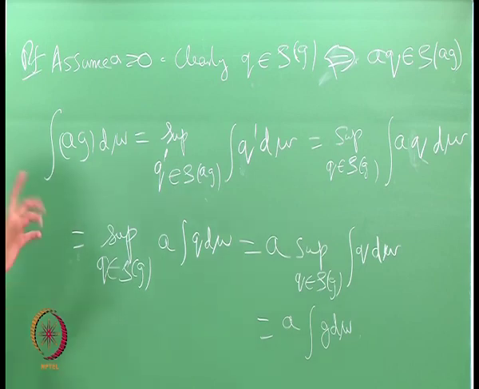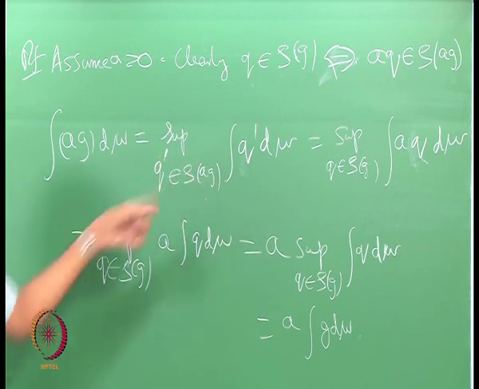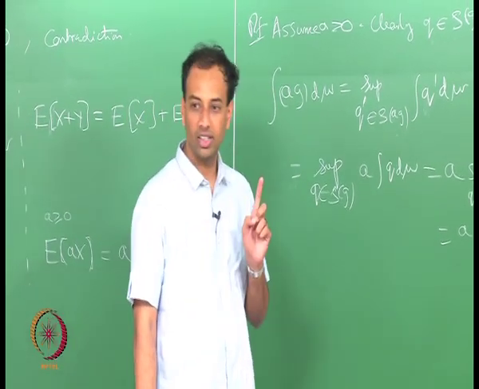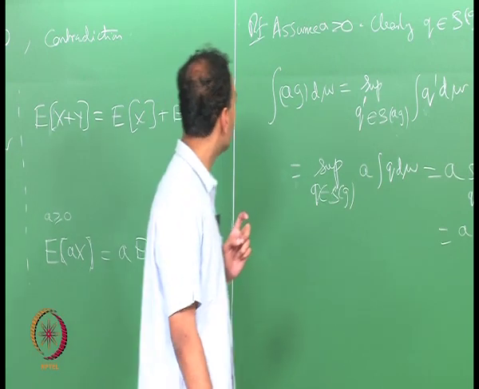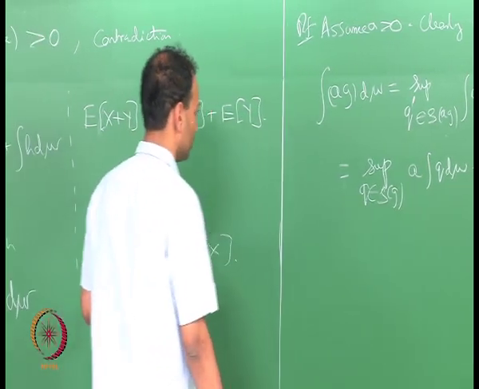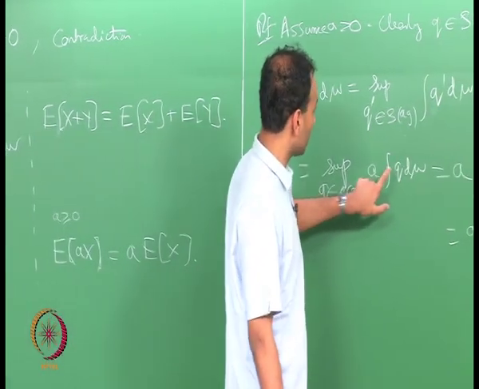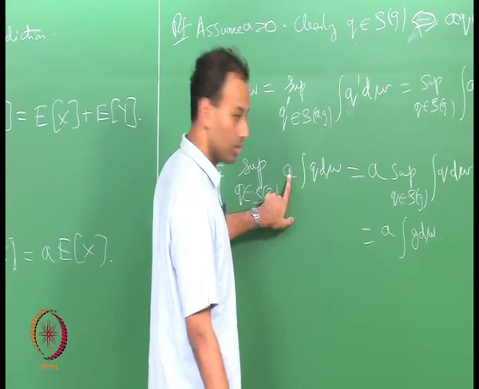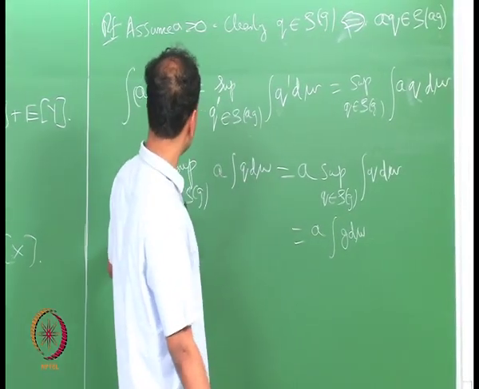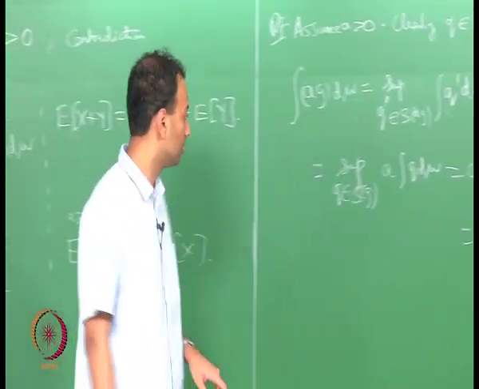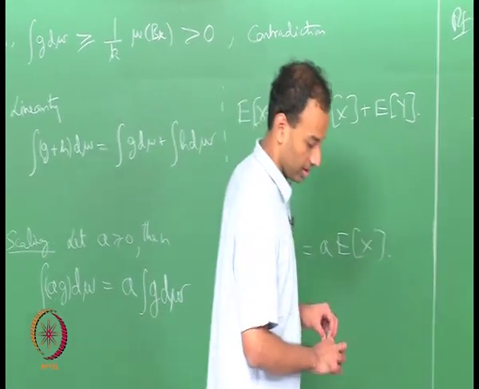I hope this is correct. Look over this argument very carefully. It looks like everything is obvious, but each step requires a little bit of thinking. You have to be careful in writing this down. This comes out because q is a simple function, and the a eventually gets out of here because a is positive. All right, great.